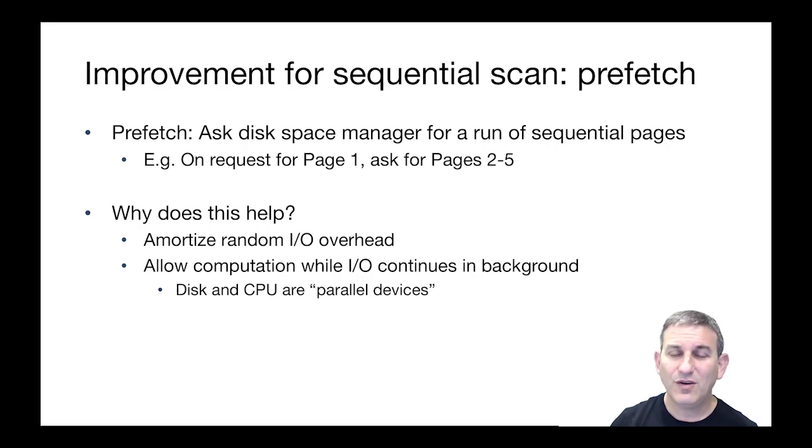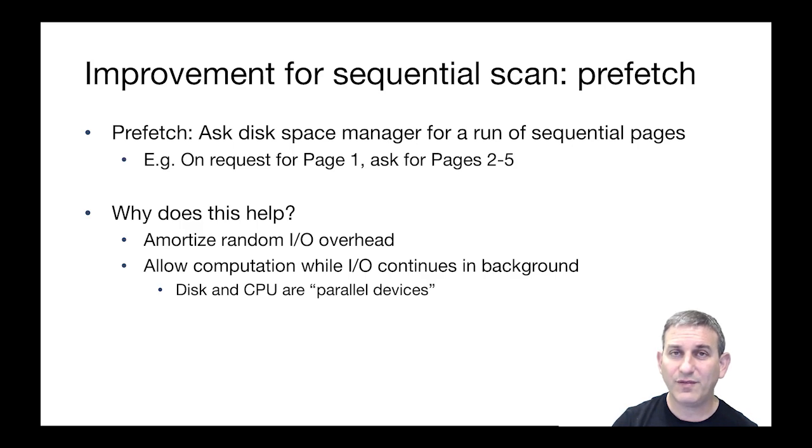As a separate matter, we also talked about the improvement for sequential scan that comes from prefetching. With prefetching, we're going to ask the disk space manager for a run of sequential pages. We're going to read ahead. For example, on a request for page 1, we'll also request pages 2 through 5, even though we weren't explicitly asked for them. Why does this help? Well, it amortizes random I/O overhead.